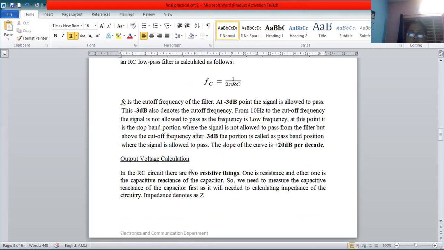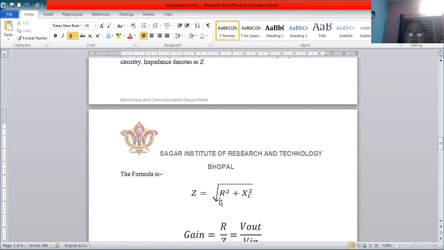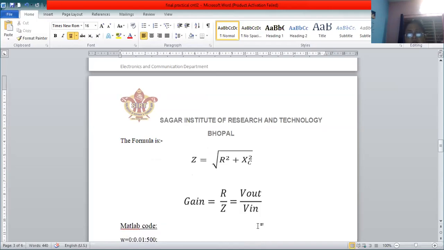So now the output voltage calculation. In the RC circuit, there are two resistive things. One is resistance and the other one is the capacitive reactance of the capacitor. So we need to calculate the capacitive reactance of the capacitor first, as we will need it to calculate the impedance of the circuit. Impedance is denoted as Z. Here Z is equal to the square root of R squared plus XC squared. Now the gain will be R upon Z, and that is denoted by Vout upon Vin.